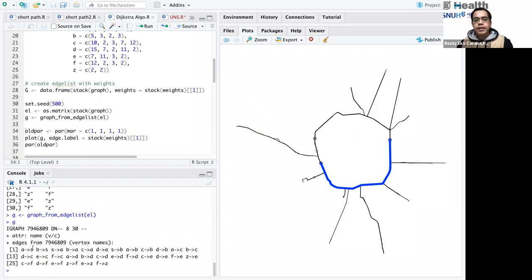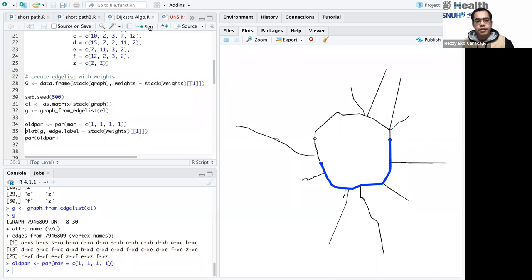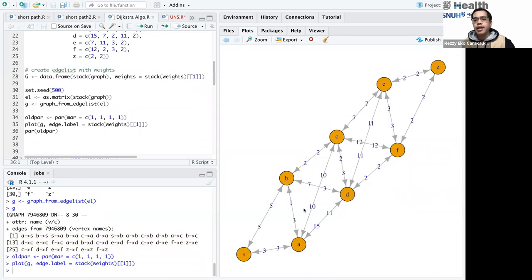So for example, this is more clear: from A to S, B to S, S to A, until F to Z. So this is the example. This is our problem: how to find the optimal solutions. So I went first. Yeah, this is our graph visualization. Start from S to Z.